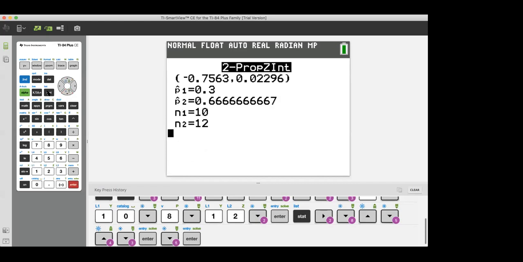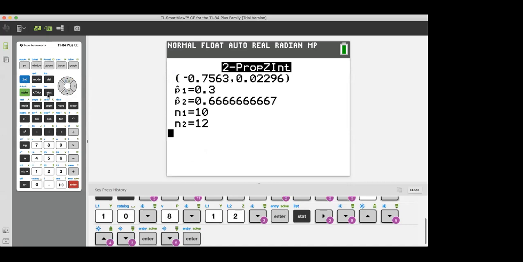So I'm 95% confident that I would have values fall between negative 0.75 and 0.02 if those were the 2 intervals I was looking at, right? So you give your P hat 1, your P hat 2, and they find, well, you gave them the N, but those are your 2 proportions, and that would be the confidence interval that would go along with it, okay?